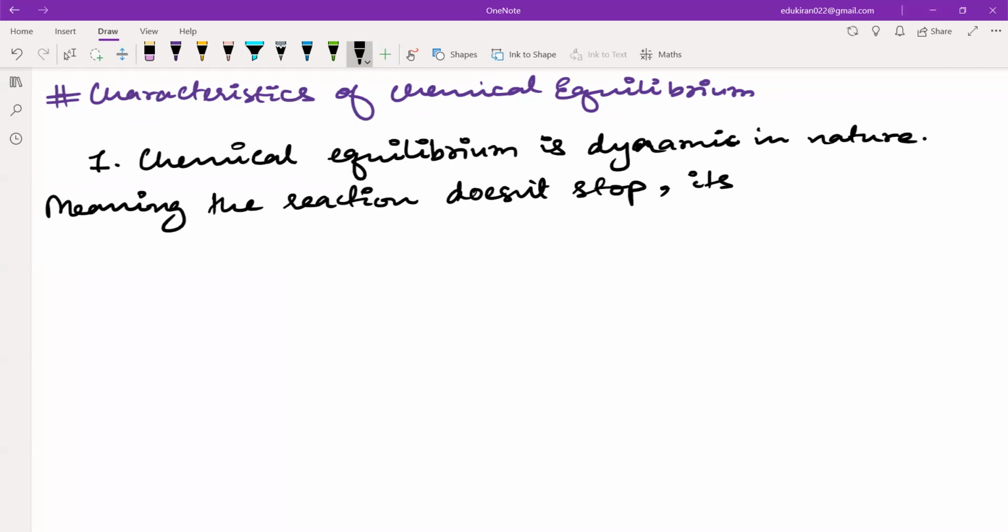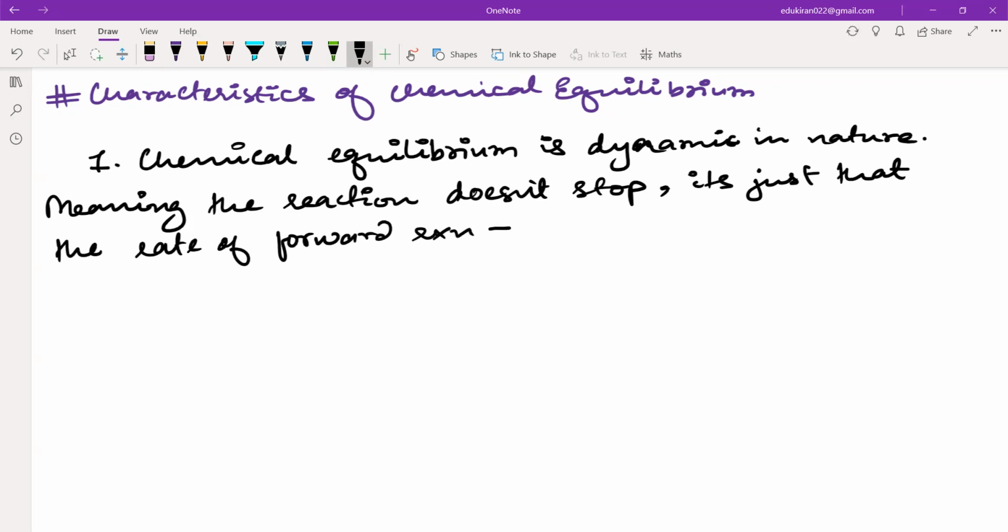It's just that the rate of forward reaction is equal to the rate of backward reaction.